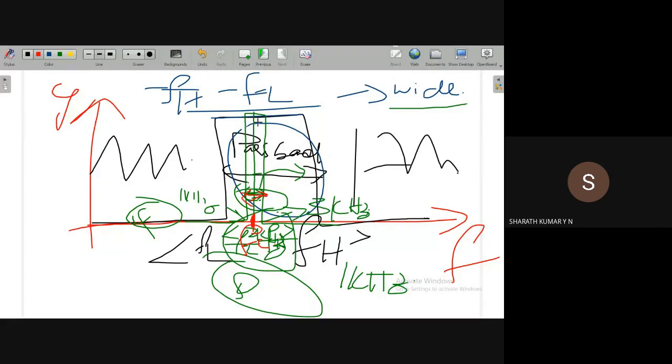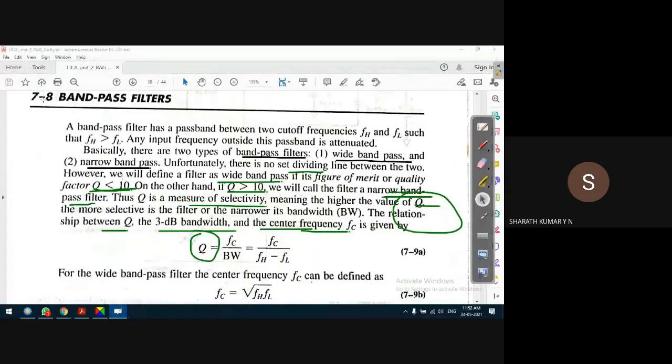Even the wideband filter will have a center frequency. The center frequency is the average of FH and FL, that is, FH plus FL divided by 2. It can vary, but ideally it should be the average of FH and FL. So Q is equal to FC divided by bandwidth. Bandwidth is FH minus FL.